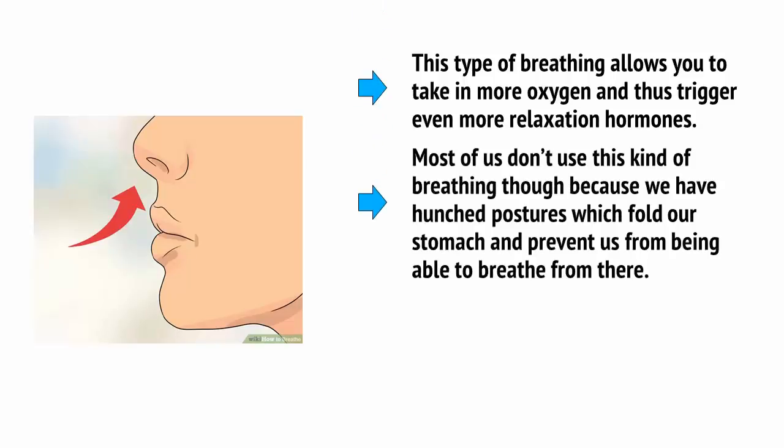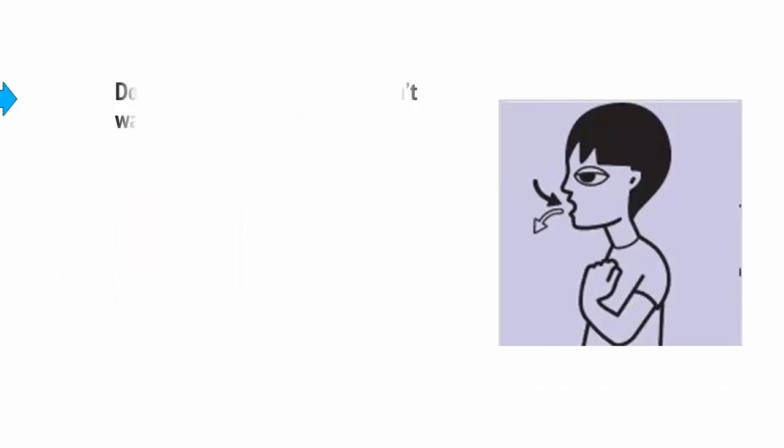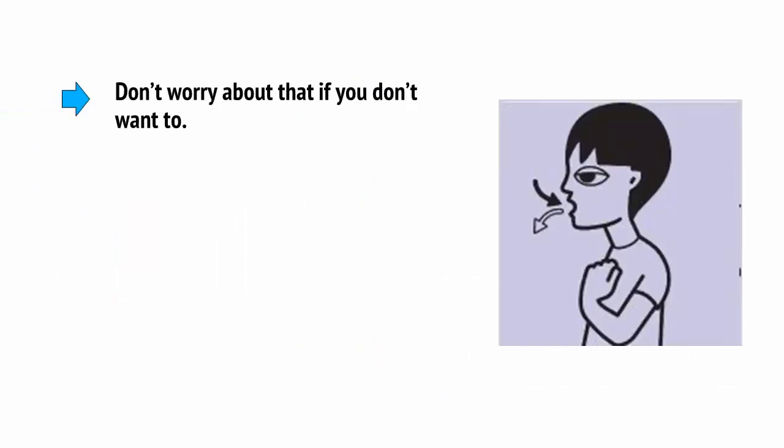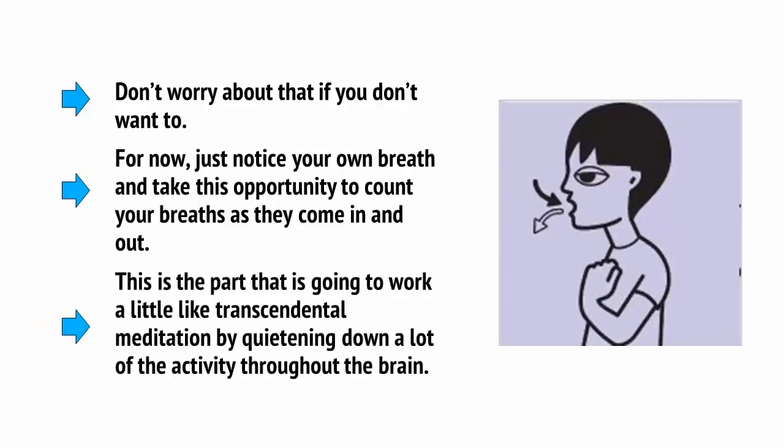Most of us don't use this kind of breathing, though, because we have hunched postures which fold our stomach and prevent us from being able to breathe from there. The result is that we end up breathing with much shallower and faster breaths, which actually increases stress and cortisol. But don't worry about that if you don't want to. For now, just notice your own breath and take this opportunity to count your breaths as they come in and out. This is the part that's going to work a little like transcendental meditation by quietening down a lot of the activity throughout the brain.